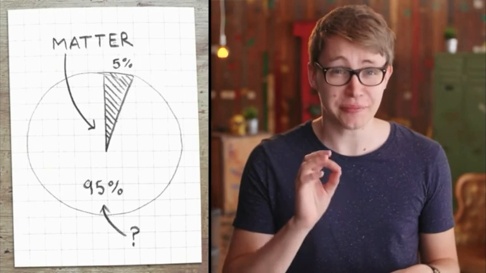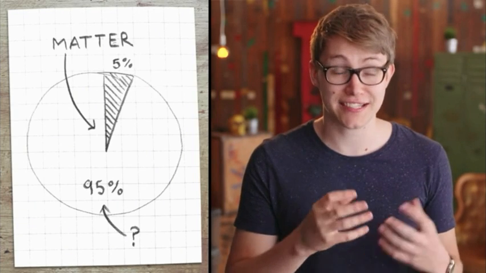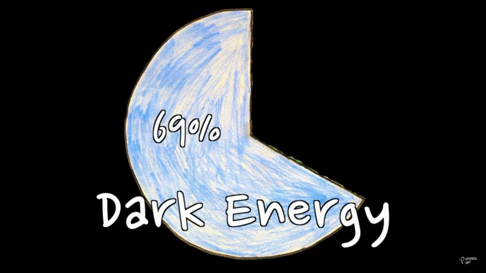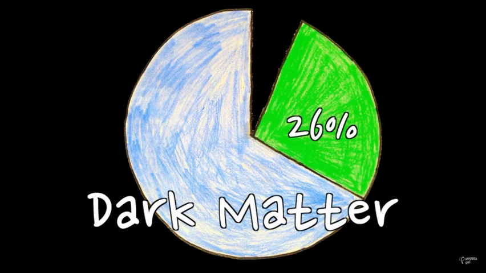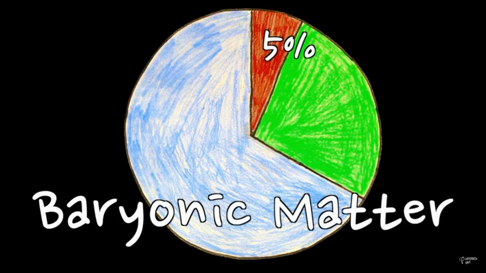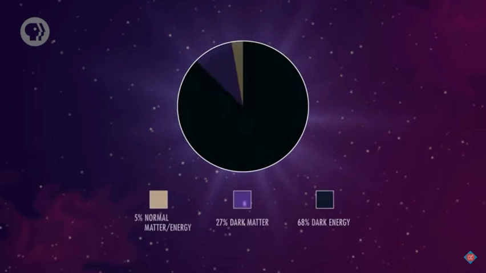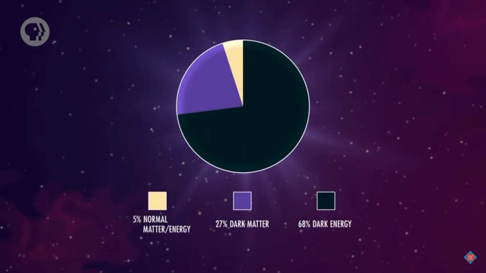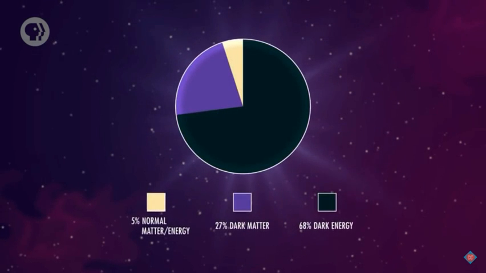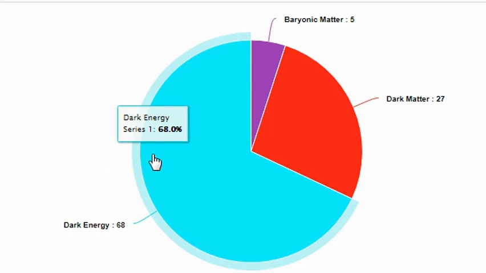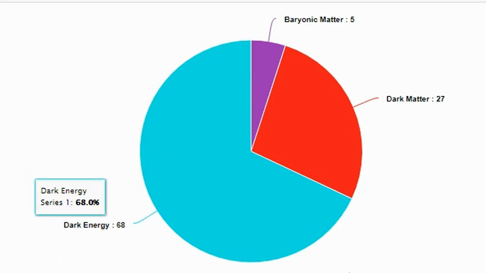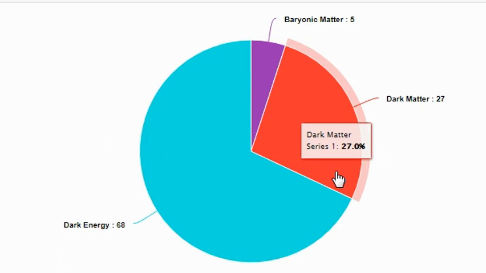Let's go to the pie chart, because that seems to be a popular concept. Only a measly 5% of the stuff in the universe is made from matter. So dark energy makes up 69% of the energy density in the universe, and 26% is dark matter, and about 5% is baryonic matter. It looks like this. 95% of the universe is made of stuff we can't directly see. Approximately 68% of the universe is made up of dark energy, and about 27% makes up dark matter.